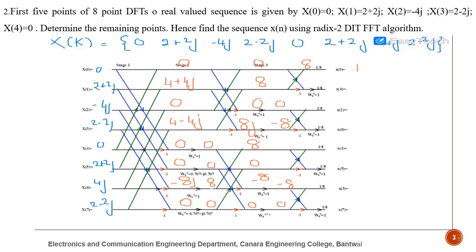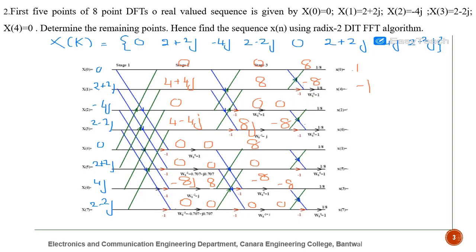Next one, if you look at, this is 0, this is minus 8. So I get here minus 8, so you get this as minus 1. And this is x of 4. Similarly, this is 0, minus 8.